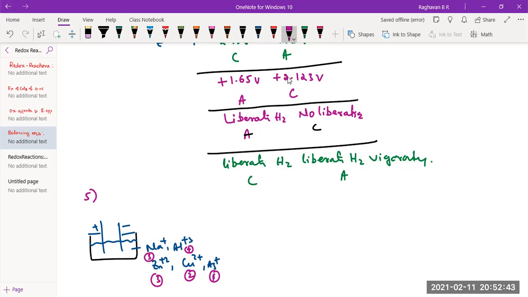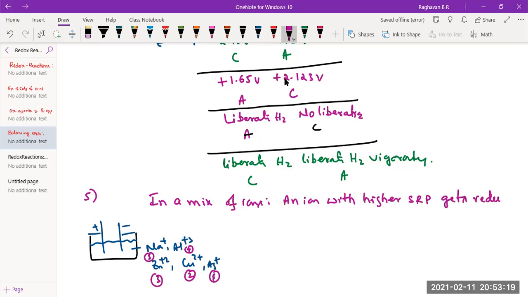If hydrogen is there, after copper, hydrogen gets deposited or liberated. Correct? So these kinds of things. Right? So in a mixture of ions, an ion with higher SRP gets reduced preferentially.